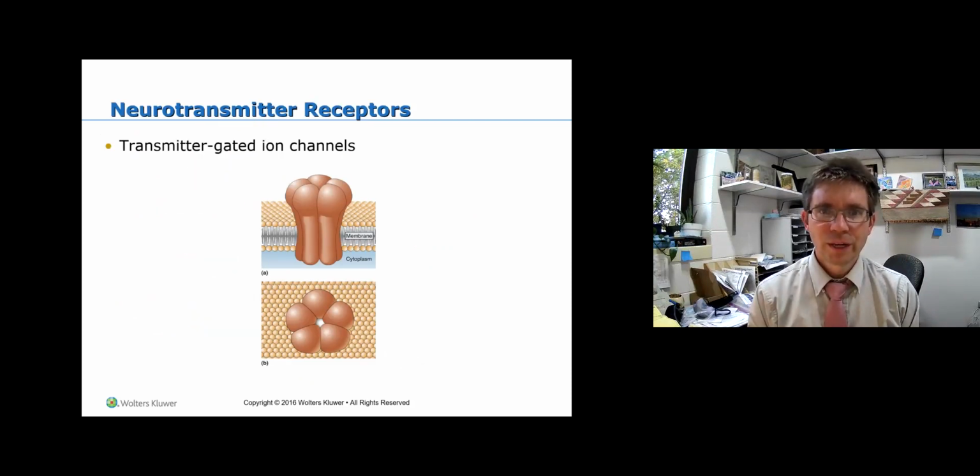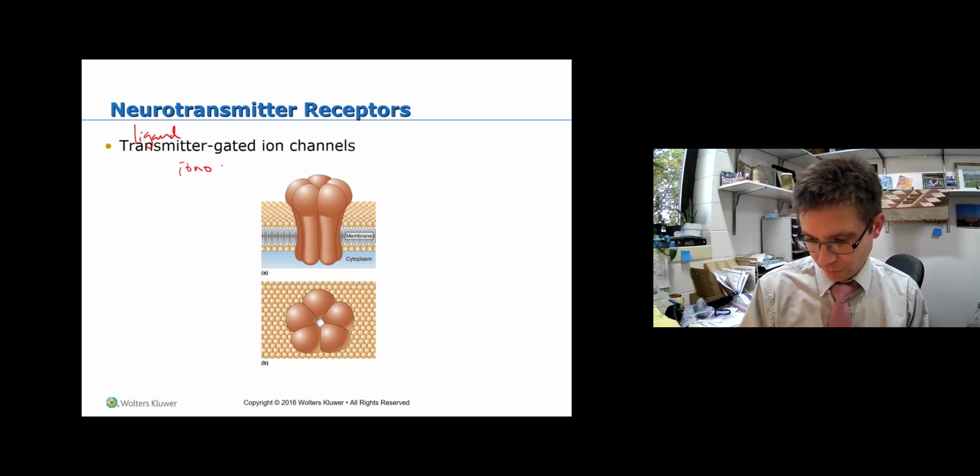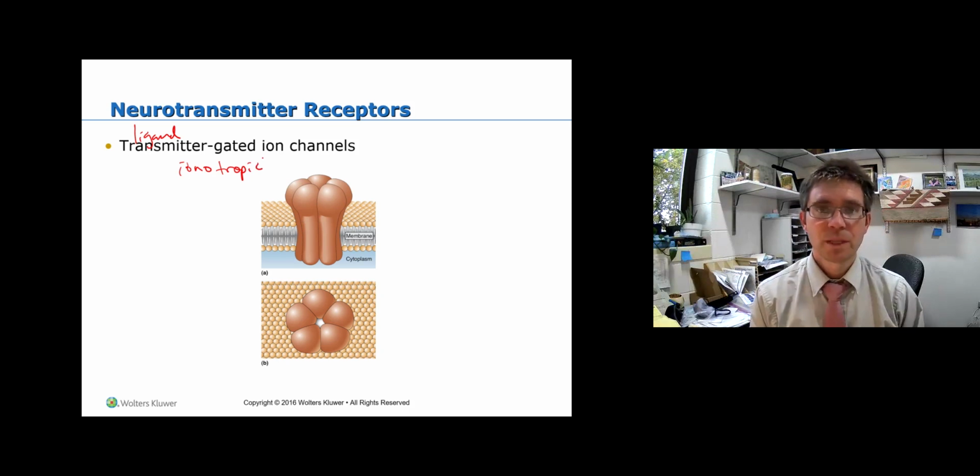Okay, I got to this figure and realized that the name I had just given you for ionotropic receptor was not exactly what the book said. The book actually calls it a transmitter-gated ion channel. But this is the same thing as a ligand-gated channel, and it's the same thing as an ionotropic receptor. So let's take a minute and talk about these. These types of receptors are the doors in my analogy.